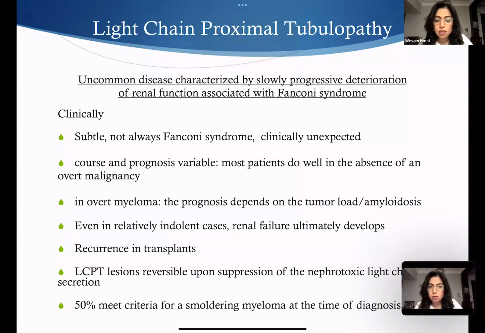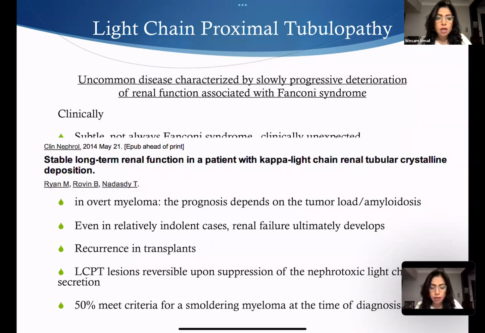50% of these cases usually meet criteria for what we used to call smoldering myeloma at the time of diagnosis, because now you know that the threshold for diagnosis of myeloma is only 10%, so we don't have smoldering multiple myeloma anymore. This was one of the first publications in relation to this diagnostic entity, for a patient with stable long-term renal function with kappa light chain renal tubular crystal deposition. Okay, next.